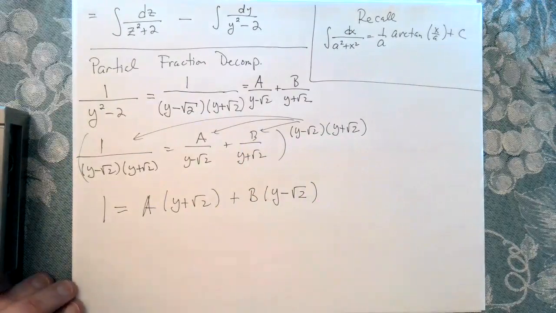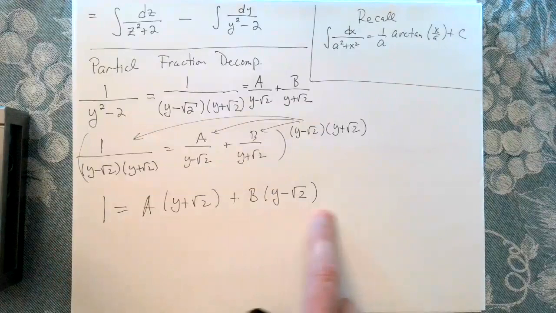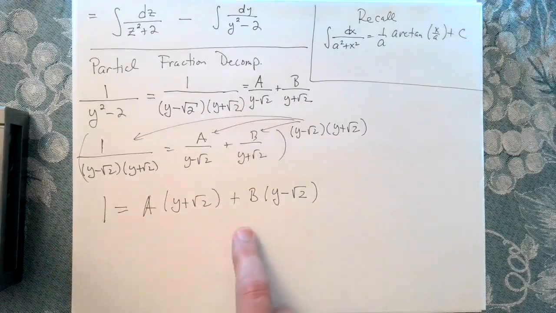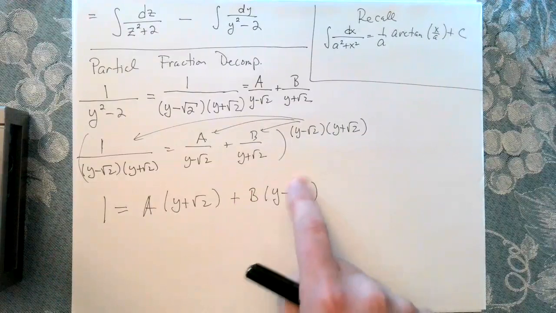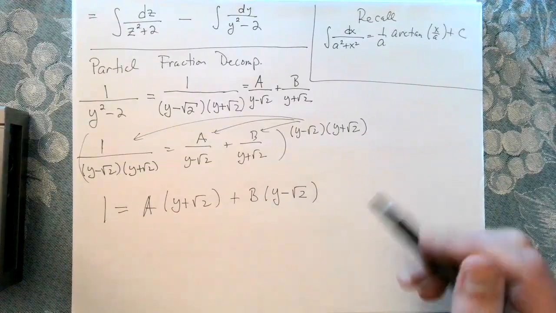Okay, so now you have to realize this equation is true for all values of y. So that means we can choose convenient y's. For example, if I chose y to be the square root of 2, this term would drop out, and that would allow me to solve for a.